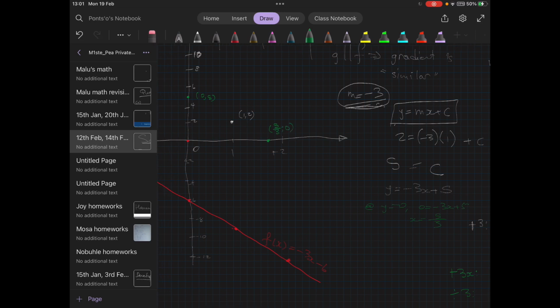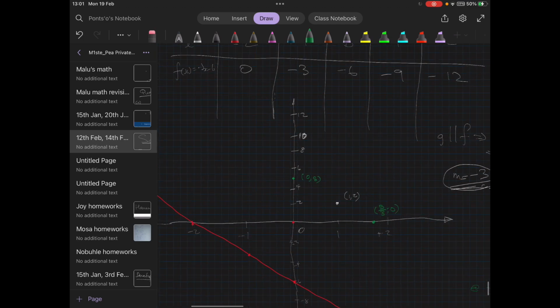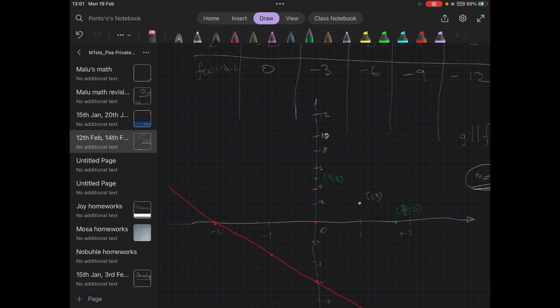So the point 5 over 3 corresponds to 0 on the x-axis, and now we've got the x-intercept and y-intercept. 1 and 2/3 is closer to 2 than it is to 1, because it's just after the half mark. Excellent that you spotted that. Then we just draw a straight line.